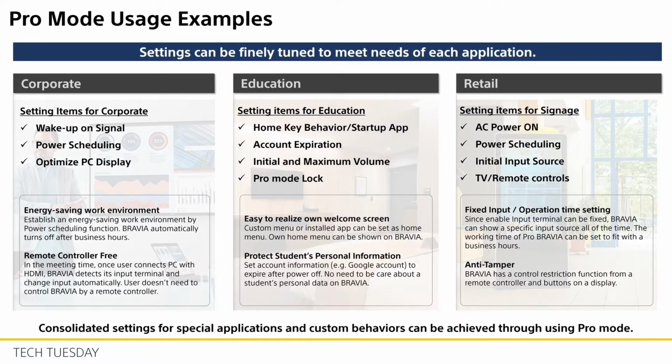Okay, so these are some of the Pro Mode usage examples. And once again, these are examples of what you may set up for these different types of applications. So in a corporate environment, a lot of customers want to use Wake Up on Signal. It's a very reliable way to detect whether there's a signal on HDMI or not. If you're using a video conferencing system, once that conferencing system comes up and sends a signal to the display, it will automatically come out of standby and turn on. And then once that signal goes away from HDMI, it'll go back to standby mode.